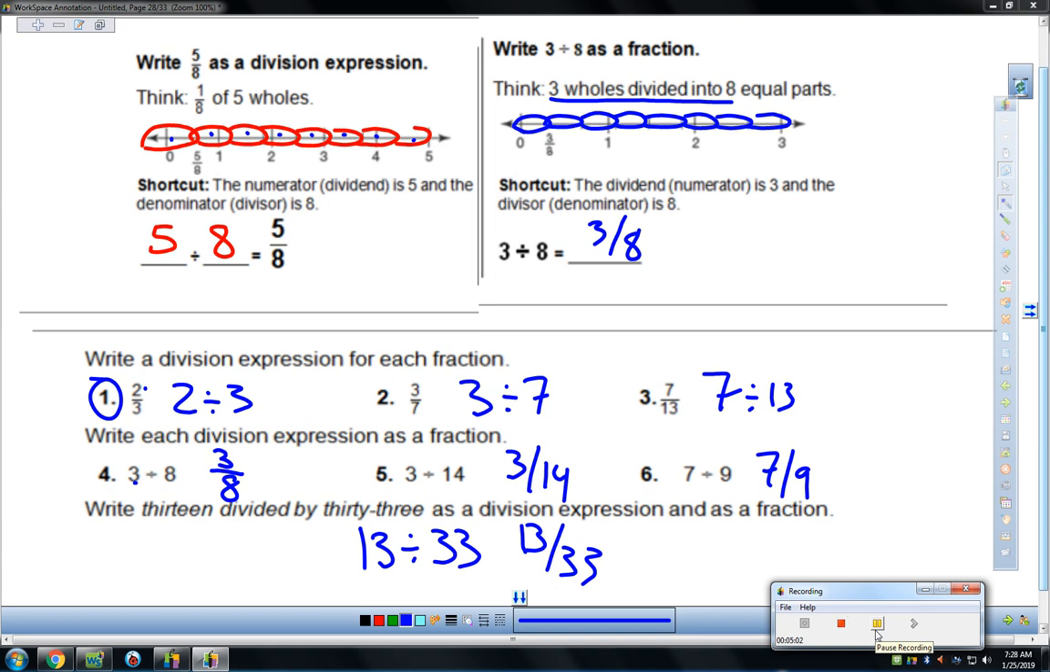I'm going to focus on this one down here that doesn't really have a number, where it says write 13 divided by 33 as a division expression and as a fraction. You'll notice that 13 divided by 33, written just as it says, and then the 13 is over the 33, or 13 over 33.